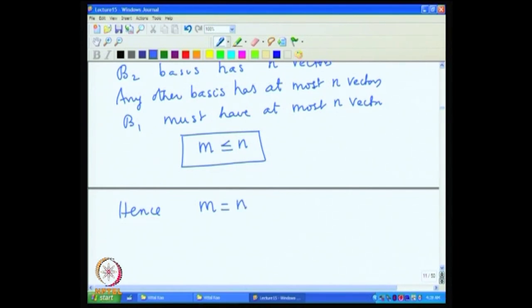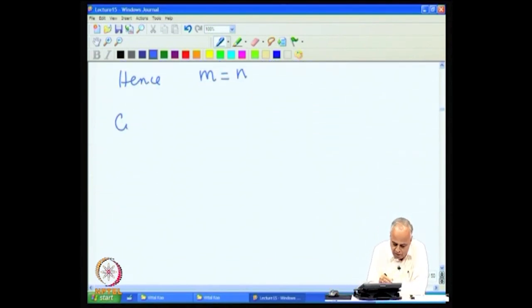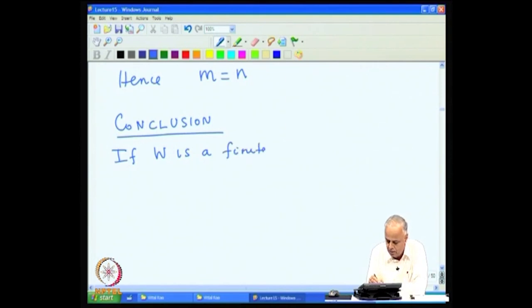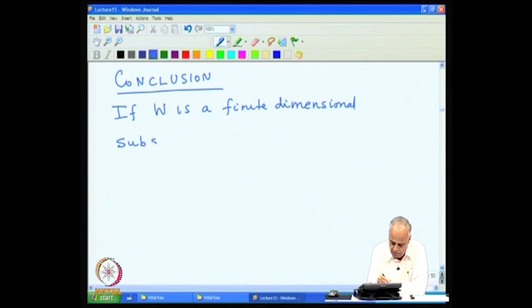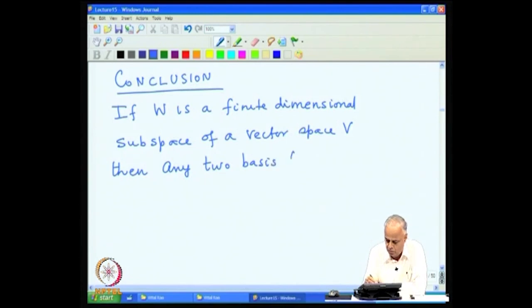So, what this says is, the moment you have a finite dimensional space, no matter which two bases you pick, they must have the same number of vectors, which means all bases for a finite dimensional space have the same number of vectors. So, the main conclusion is, if W is a finite dimensional subspace of a vector space V, then any two bases for W will have the same number of vectors.